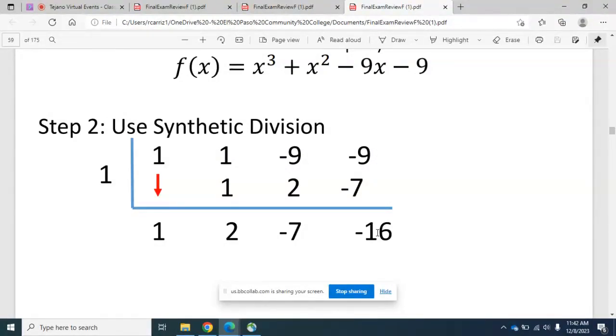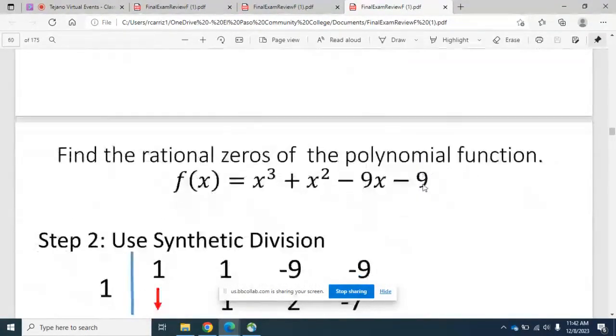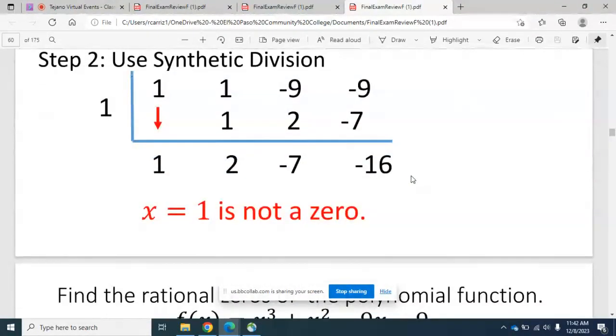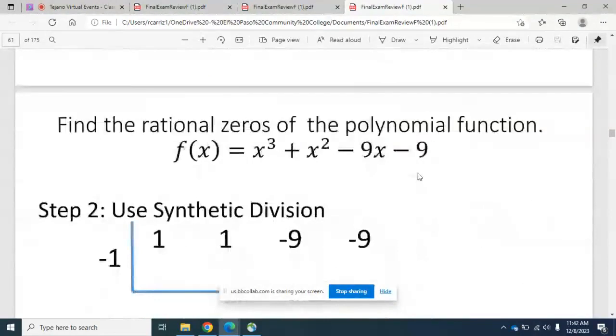And we want a 0. If the factor that we're using gave us a 0 for the remainder, that means it's a 0 for the polynomial. So let's go ahead and try it again. So again, x equals 1 is not a 0. So let's try it again.